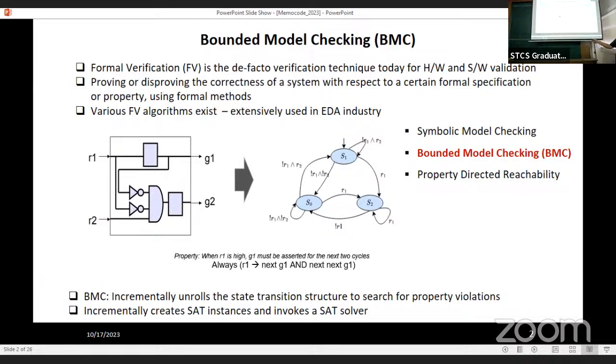But imagine a situation where R1 is low at the next time point. R1 is high at t, which means G1 will be high at t plus 1. But if R1 goes down at t plus 1, then G1 will go down at t plus 2. Which means that if you have a pattern where R1 is 1 followed by 0, G1 is not held for 2 cycles. So this is a bug in this code, and that's what we want to find out using bounded model checking.